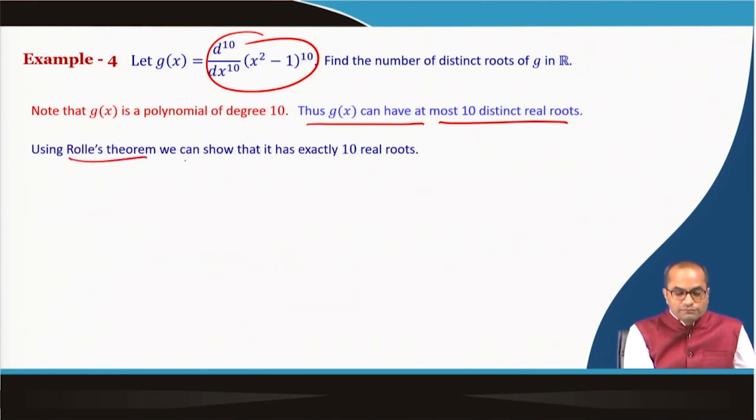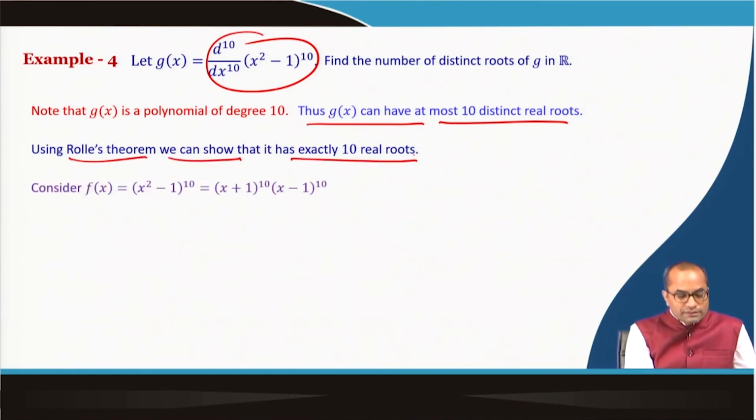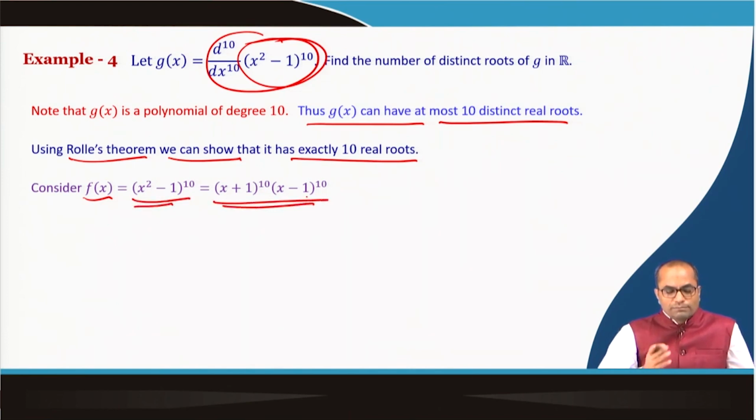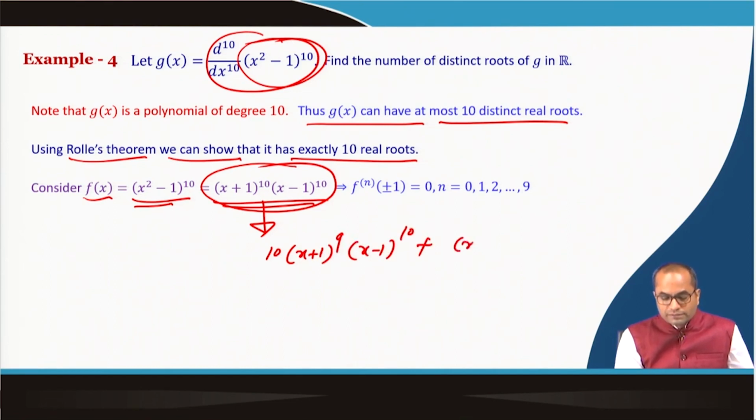So, using Rolle's theorem we can show that it has exactly 10 real roots. How to show that? We consider this f(x), the function (x^2 - 1)^10, which is equal to (x + 1)^10 (x - 1)^10, where we can easily see that whenever you take a derivative, for example the first derivative, you will have 10 (x + 1)^9, the second one as it is, and then you will have the first function as it is, 10, and from the second you will have (x - 1)^9.